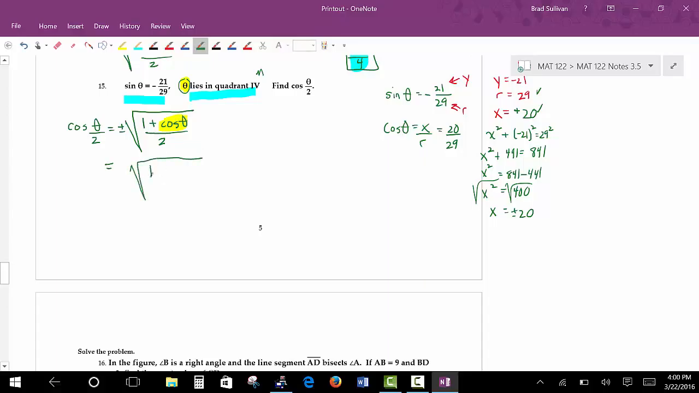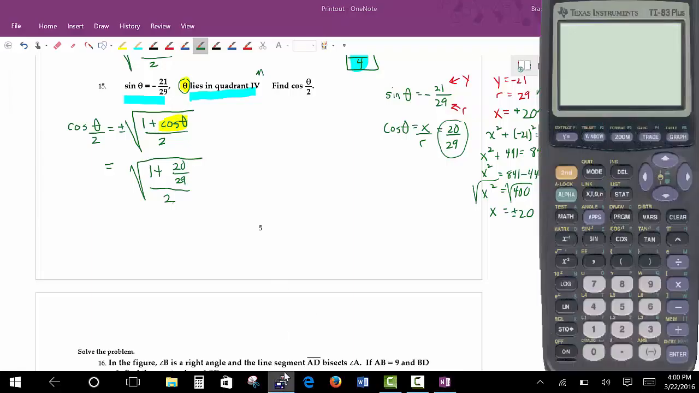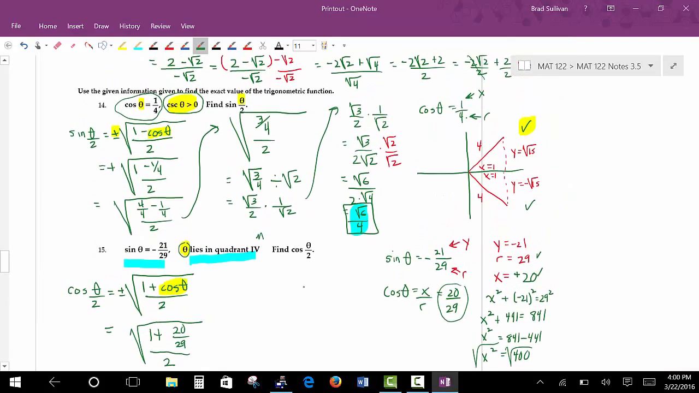So let's see, we got 1 plus cosine. Cosine we just worked out was 20 over 29. Oh, this thing's starting to screw up again. Over 2, okay. Now one thing I want to pull up on the calculator, and I'm going to explain it this way, is in this problem, you're given that the sine is negative 21 over 29, but you're also given that this is in that quadrant.